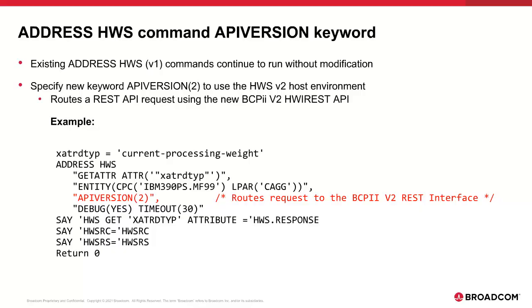Existing OPS REXX that uses the ADDRESS HWS host environment will continue to work without modification. To route getAttr, setAttr, and sendCommand to the BCPII version 2 REST API, specify the API version 2 keyword on your ADDRESS HWS commands as highlighted in red above.